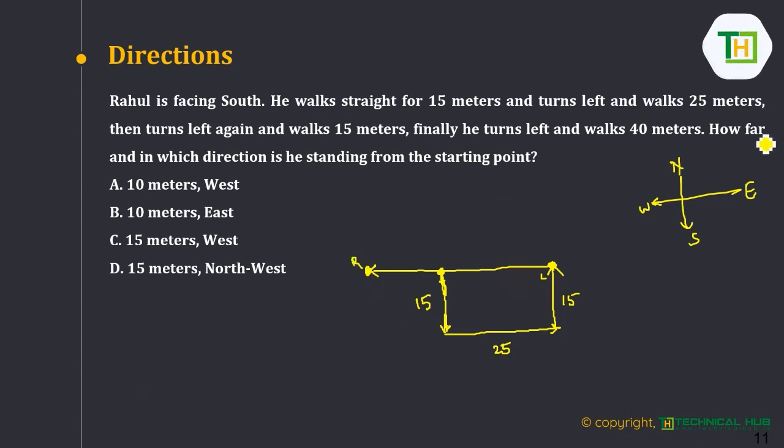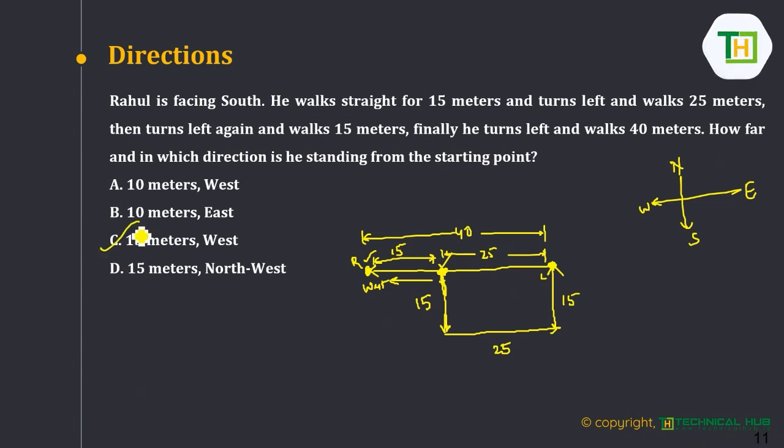Now what I want is, how far and in which direction is he standing from the starting point? So this is the starting point and this is the ending point. I want to find the distance between these two points. So I know this entire distance is 40, right? This entire distance is 40 and this distance is 25. So obviously the remaining distance will be 40 minus 25, which is 15. Now he is 15 meters away from the starting point, but in which direction from the starting point? So this direction, this is west. So that means he is 15 meters west from the starting point.